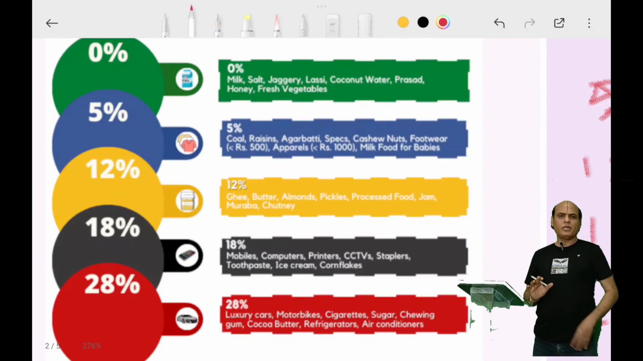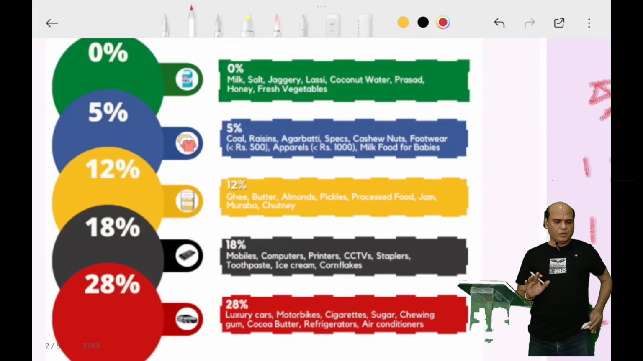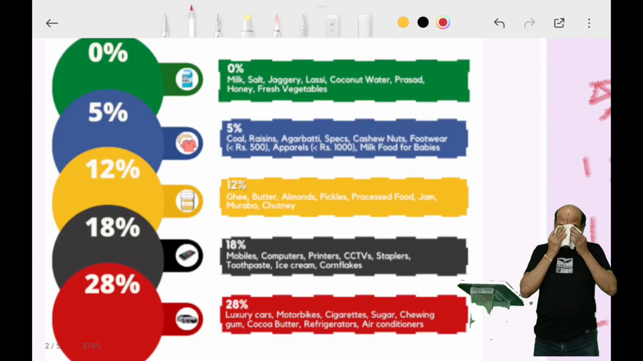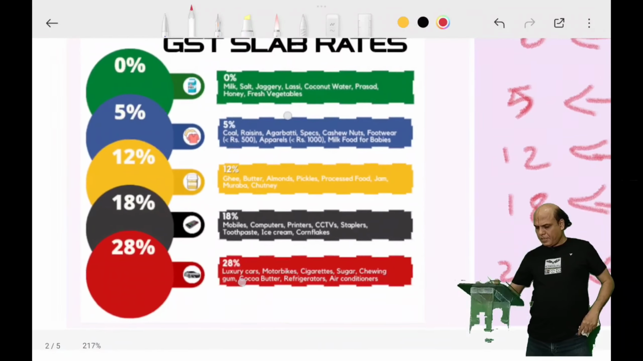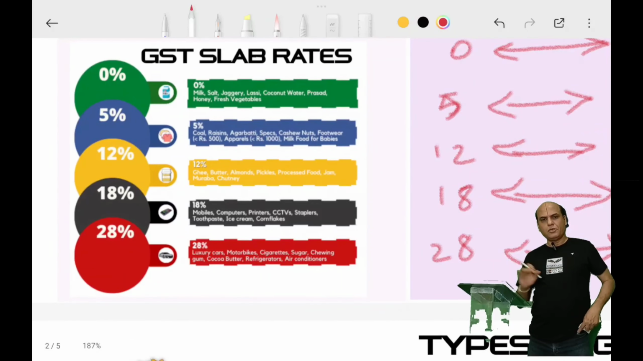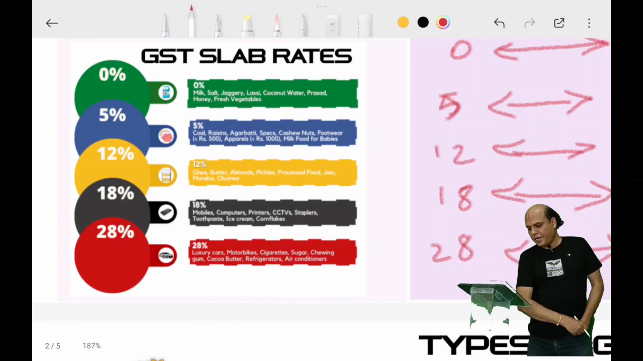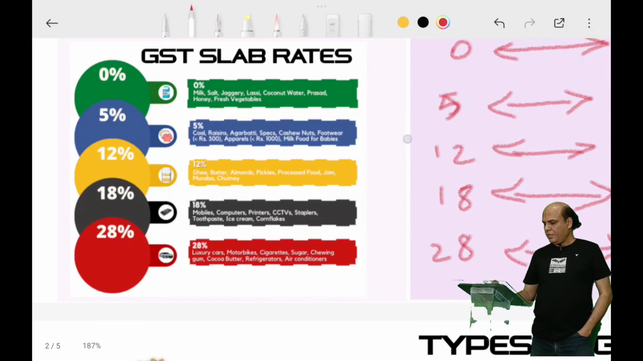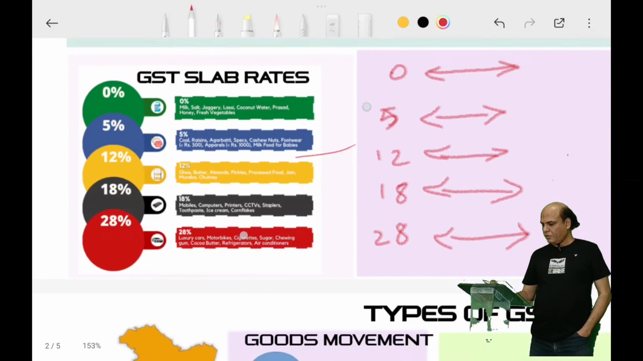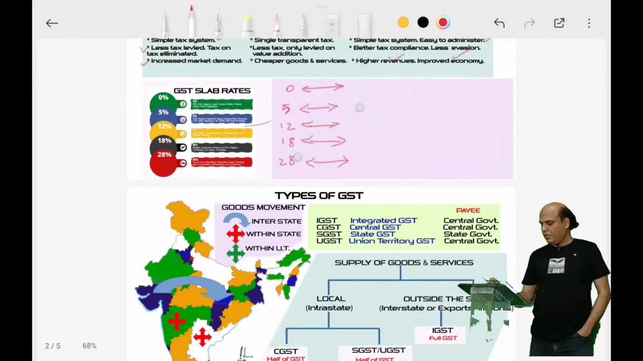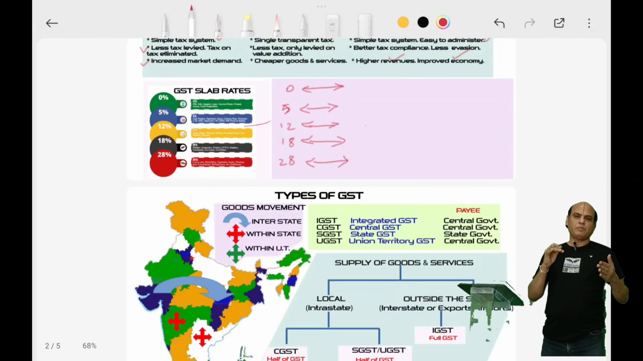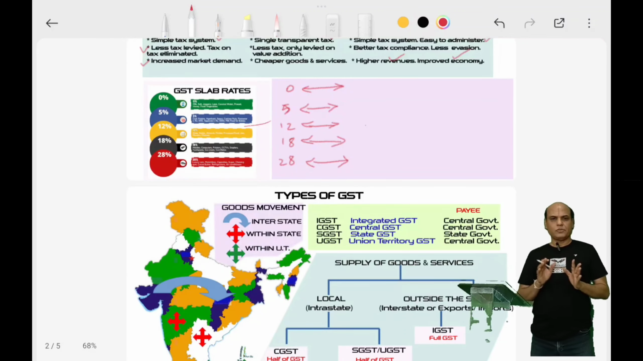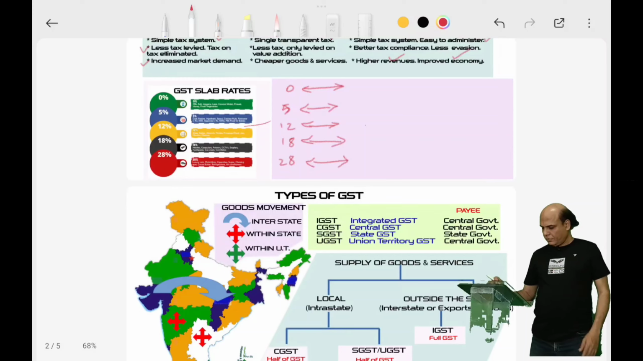So it is not important to remember which goods fall under which slab, but you need to just remember these are the five slabs. So 0%, 5%, 12%, 18%, and 28%. So these are the five slabs under which various products and services are categorized. Okay, so far so clear. Let's move further.